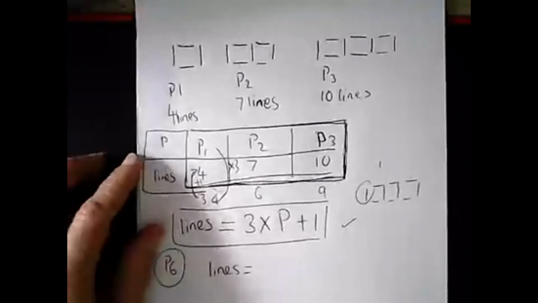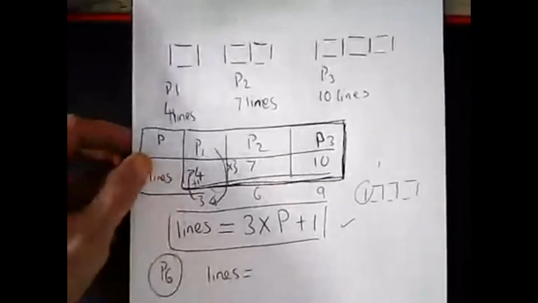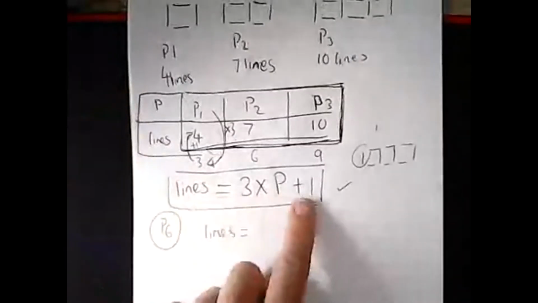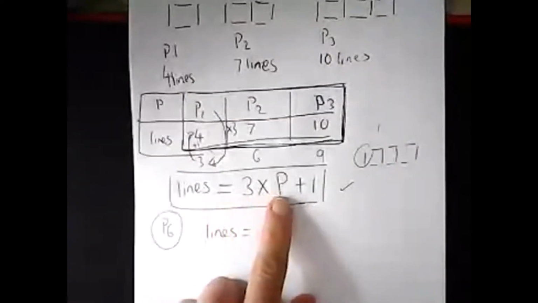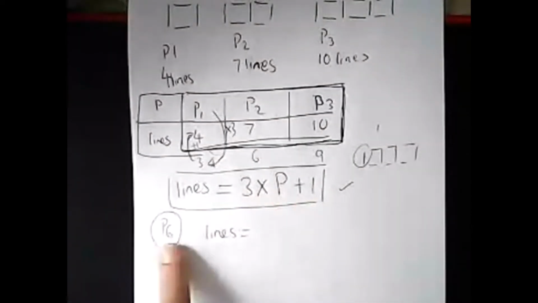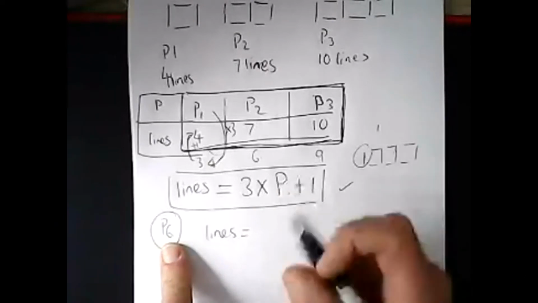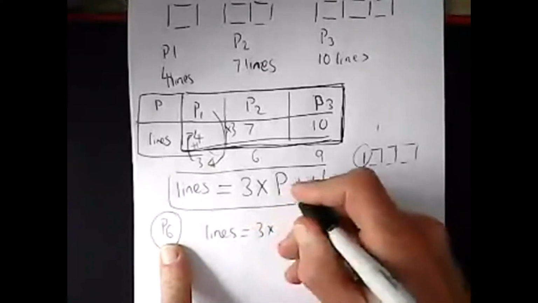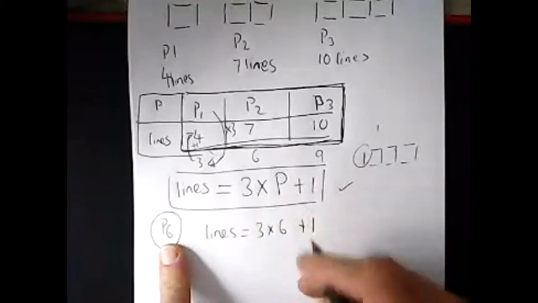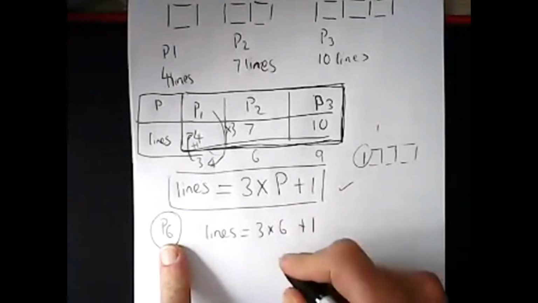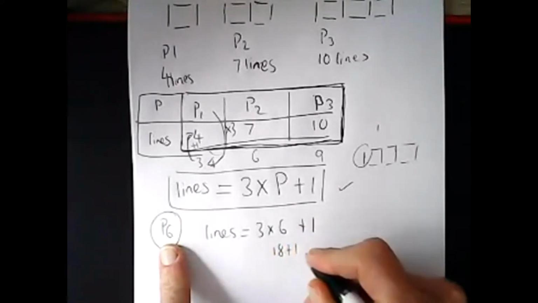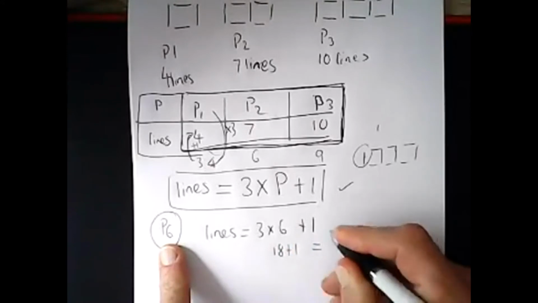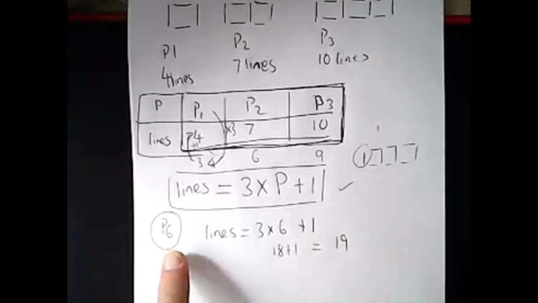So let's carry on. So going back to this part here then. We've got lines equals 3 times p plus 1, and we were looking at prediction for pattern 6. So we go 3 times pattern, which is 6, plus 1. So 3 6s are 18. Add 1 makes 19. So we're using that rule for pattern 6 as the next part of the question.